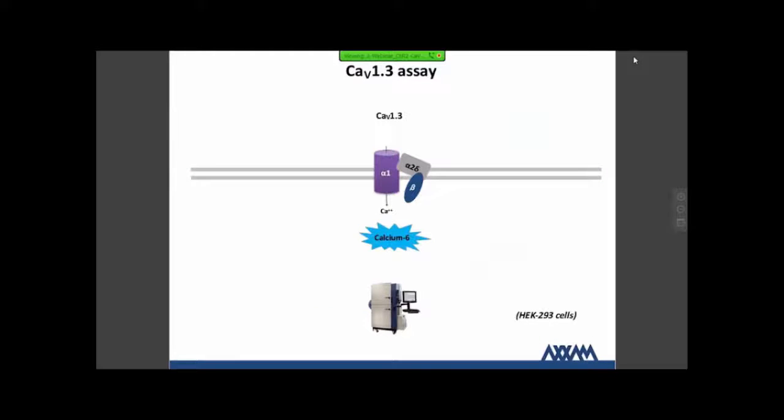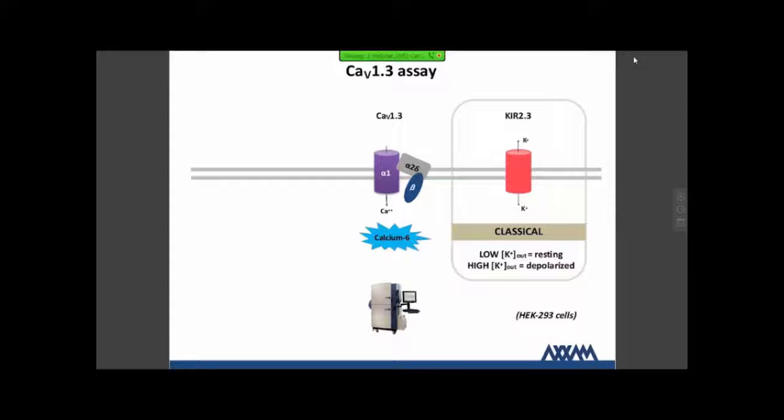So this is how we set up our Cav1.3 recombinant assay. We permanently transfected HEK293 cells with the Cav1.3 core subunits and also the accessory subunits. And we detected the calcium influx by the use of the Calcium-6 Molecular Devices dye at the FLIPR system. These cell lines also permanently express the Kir2.3 inward rectifier potassium channel. This channel is expressed in the cells to lower the resting potential of this cell line, thus avoiding the activation of Cav1.3.